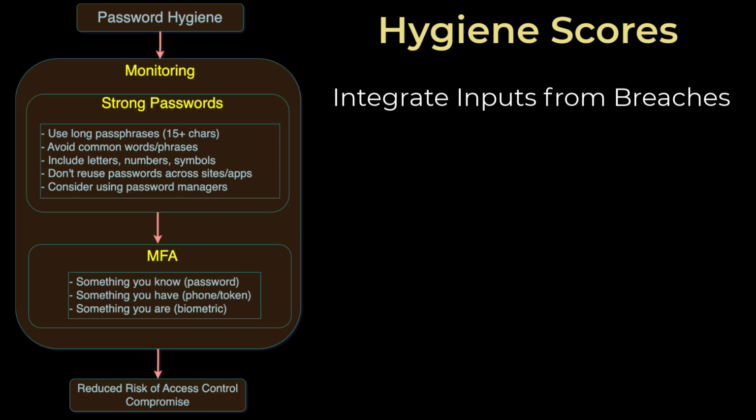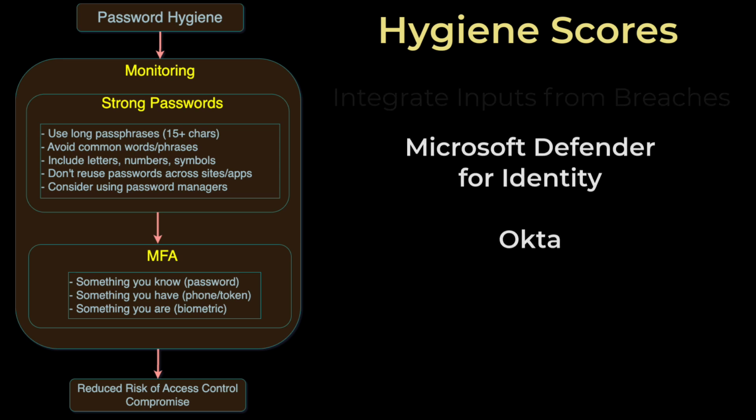Modern enterprise identity and access management systems often calculate password hygiene scores by integrating inputs from breached password databases and using real-time analysis tools. These systems flag reused or compromised passwords and provide administrators with dashboards that assess password health across the organization. For example, platforms such as Microsoft Defender for Identity and Okta offer visibility into organizational password hygiene by analyzing Active Directory environments and identifying accounts with poor password practices.